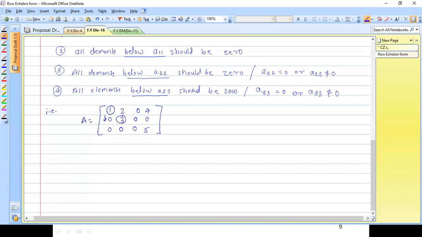Whether it is 0 or non-zero doesn't matter. What I want is that all the elements below A22 should be 0. Are they 0? Yes, sir. What about A33? There is nothing below A33, so we assume that's finished. So is this my echelon form? Yes, it is my echelon form because my next element is A44, which does not exist. That's it, we finished. This is nothing but my echelon form. Got it?